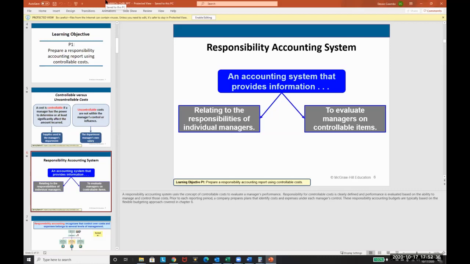So what's a responsibility accounting system? It's an accounting system that provides information to the direct managers on controllable items. So we want to be able to evaluate the managers on what they can control and tell the responsibilities of those managers to other managers and their staff.